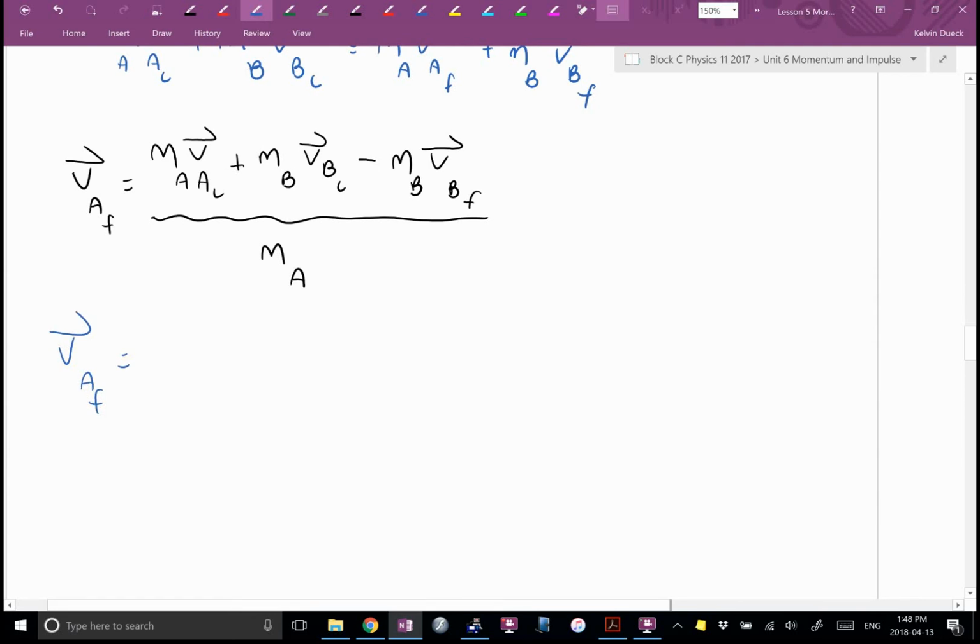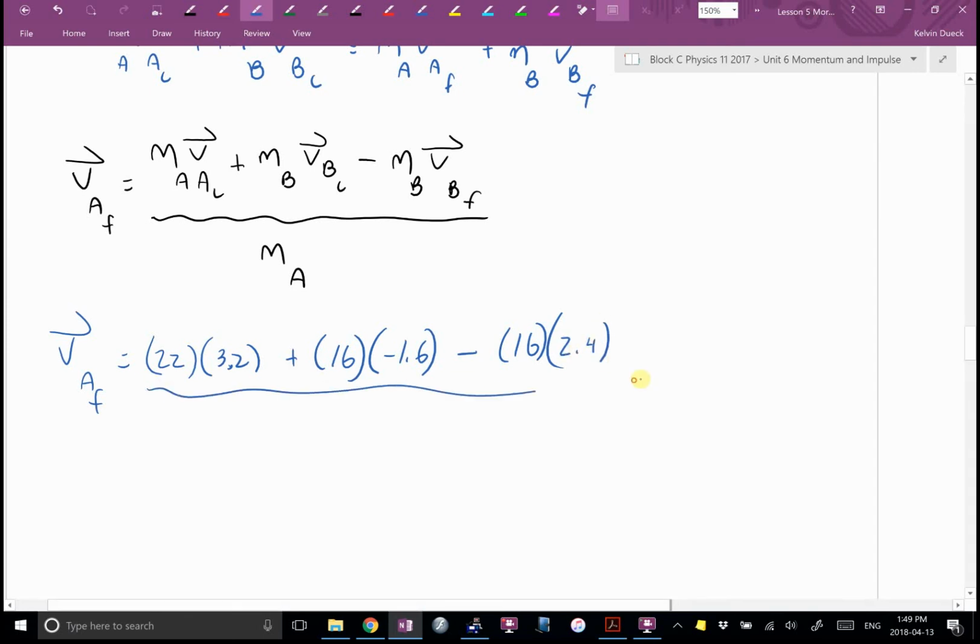Well, I've scrolled down. What was the mass of A? This is why we labeled things, so we don't have to think. 22. Velocity A initial? 3.2. Plus mass of B? That took a while. Velocity of B initial? Thank you. Minus 16. Velocity B final. Positive or negative? Are you positive? Divided by 22.